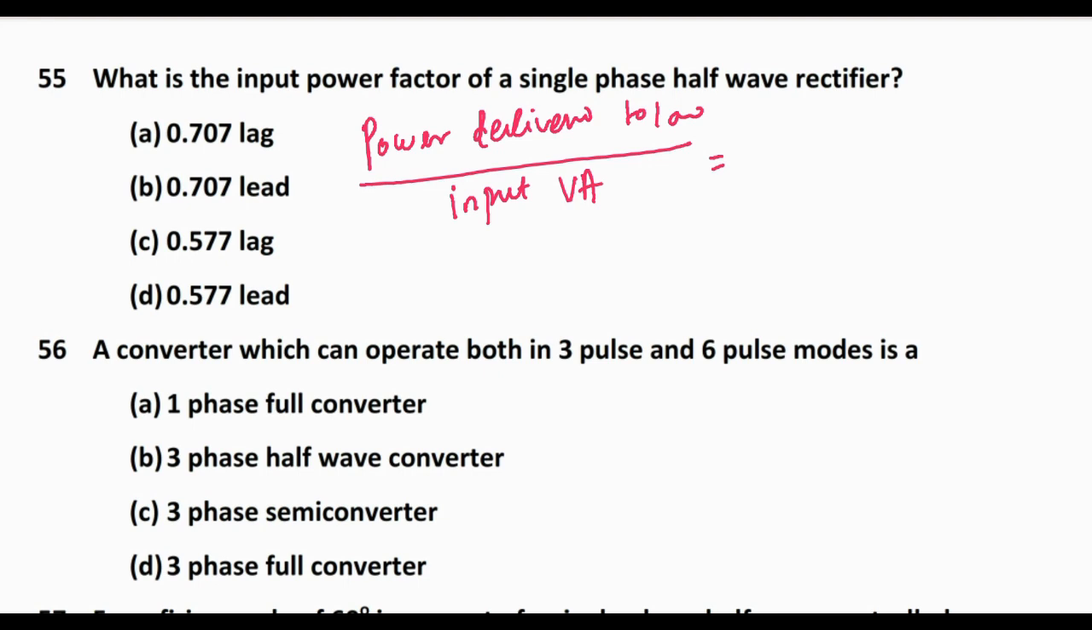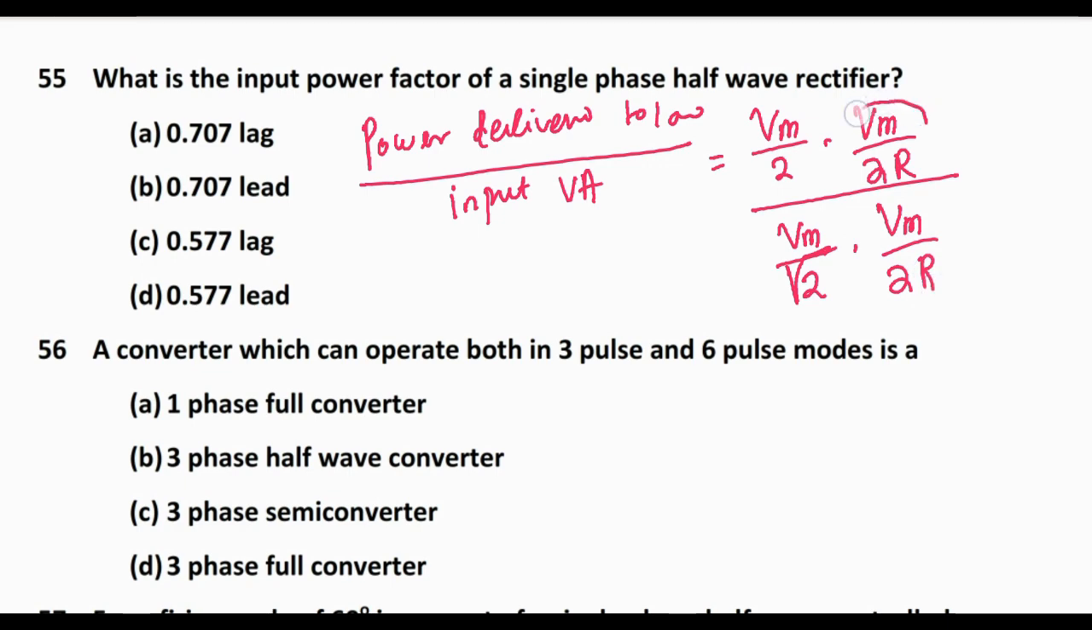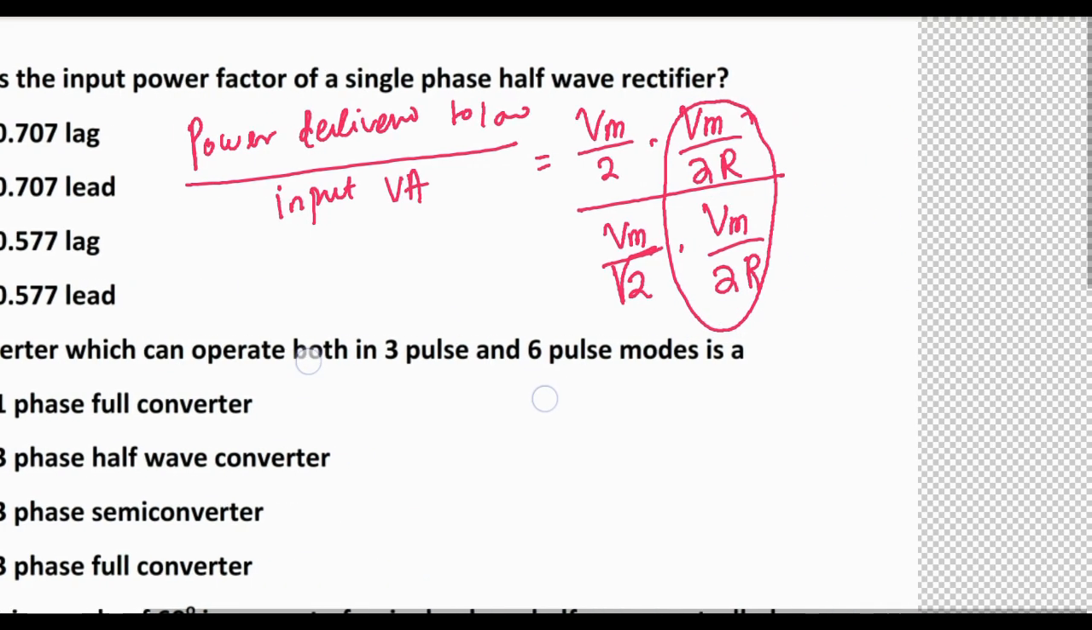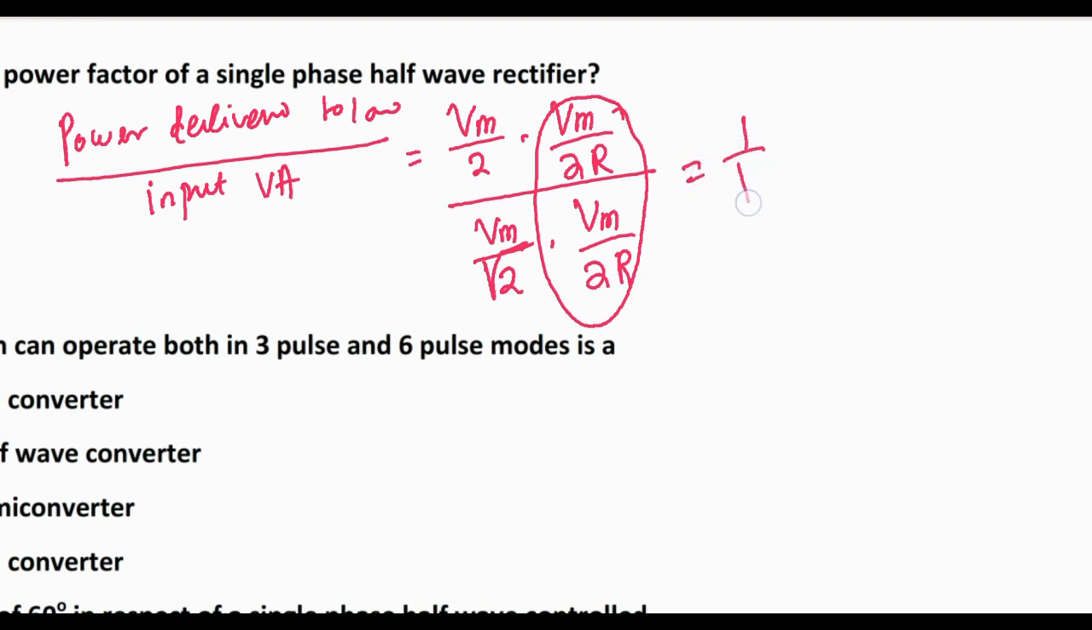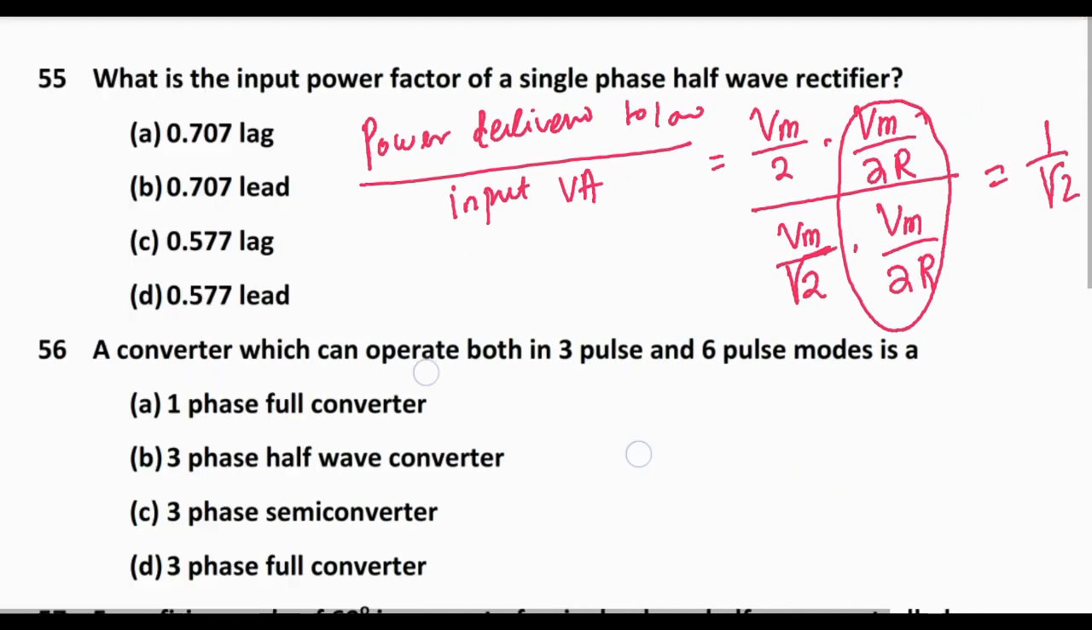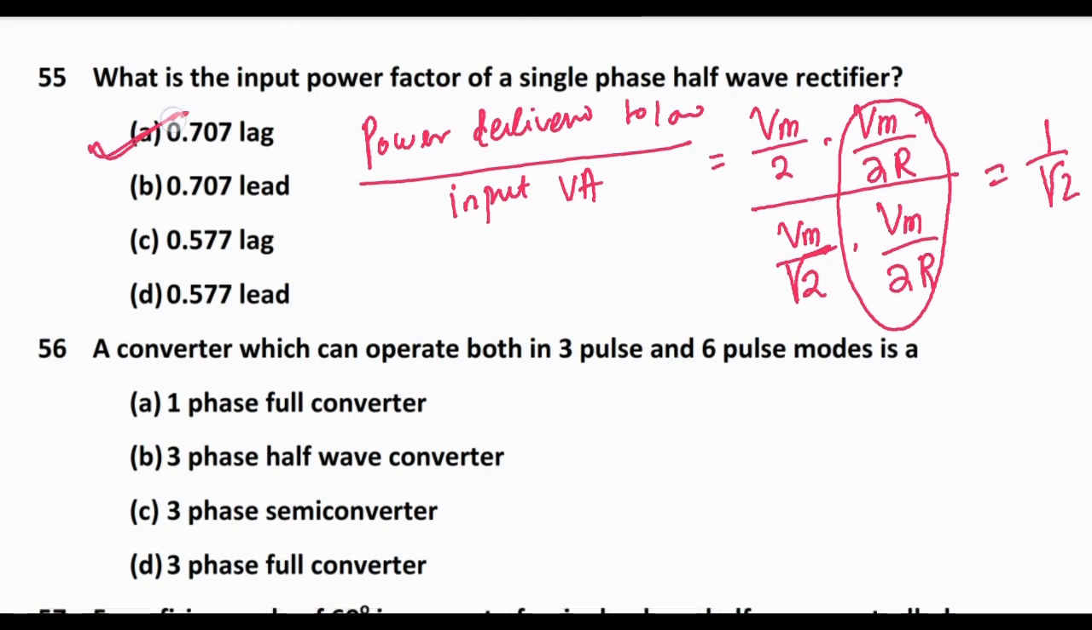What will be the power delivered to the load? Vrms is Vm by 2, so power is Vm by 2 into Vm by 2R, and input VA will be the RMS input, which is simply Vm by root 2 into Vm by 2R, because the current in both cases is the same. Here we are getting 1 by root 2, that means 0.707 lagging. So the answer is 0.707 lag, not lead.